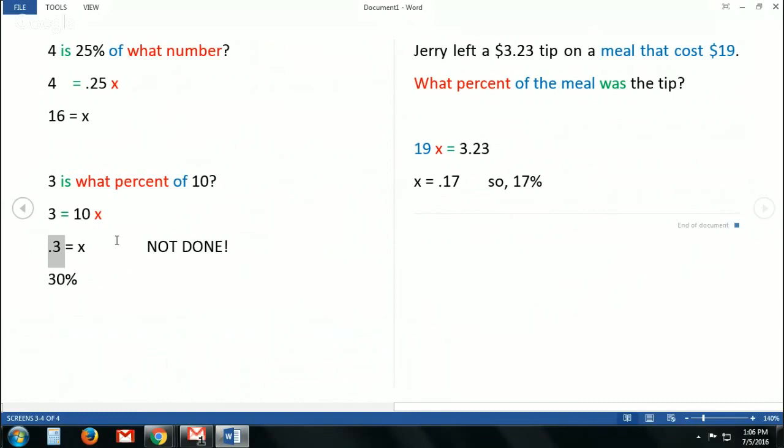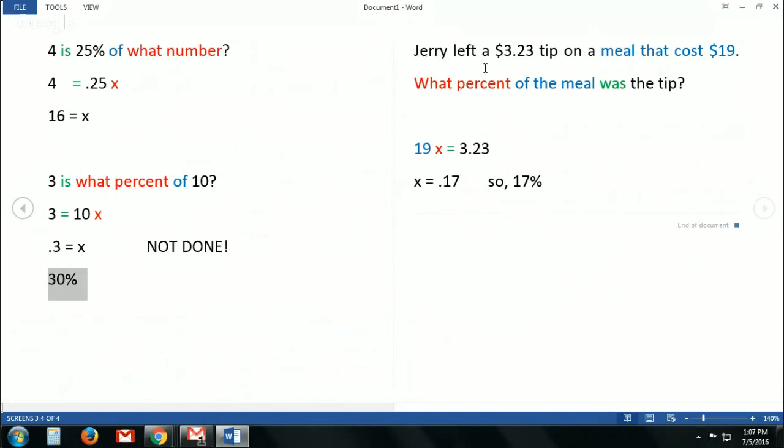But now here is why this one is the hardest of the 3 types of problems to me. I'm not done. The problem said what percent. So I need to change this decimal into a percent. Let's move 2 places to the right, and 30% is our answer. 3 is 30% of 10. Now, this last type of problem frequently can be a word problem. For instance, the one that is here.